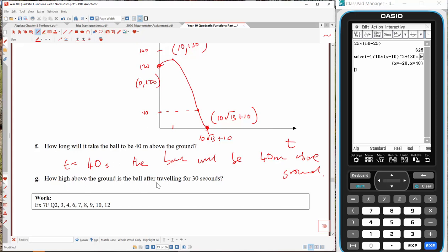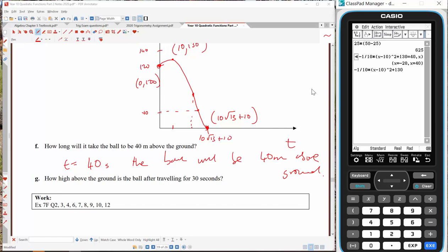How high above the ground is the ball after travelling for 30 seconds? All right, so this was about 50 seconds, so 30 seconds would be somewhere there. So what we would do to find this out is we would grab this function here, which is the ball function, and pick it up and drop it there.